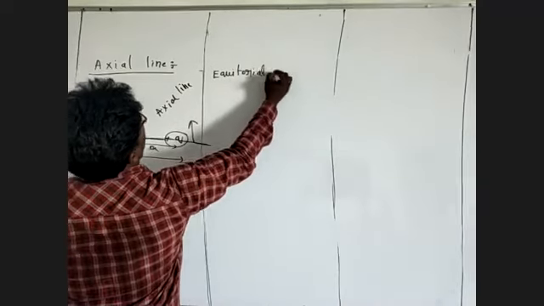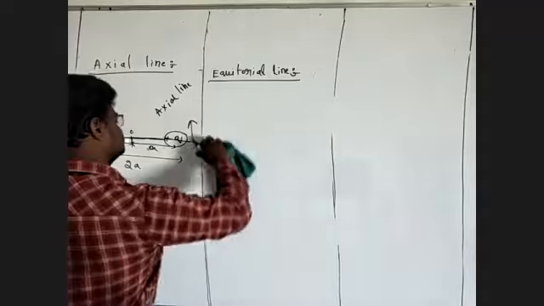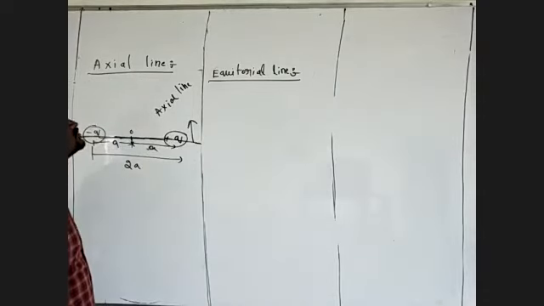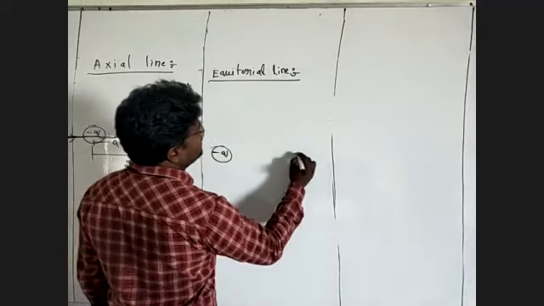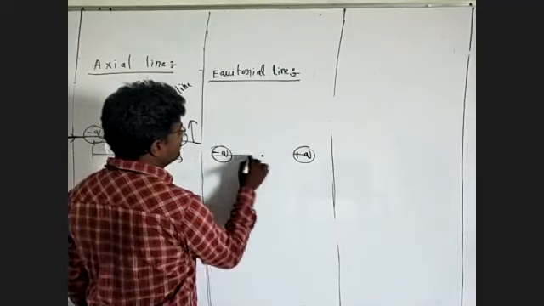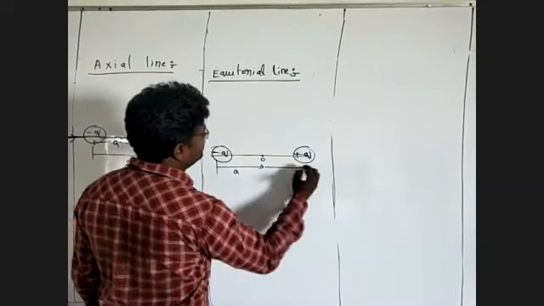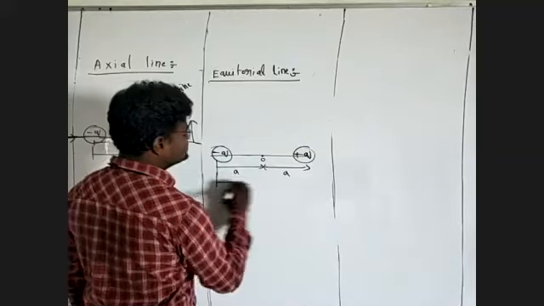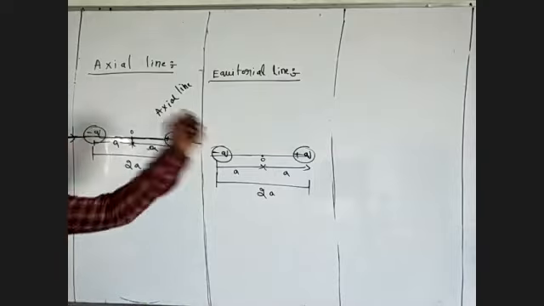Equatorial line. You see that this is a negative charge and this is a positive charge. This is the center of the dipole, O. From here to here is A, and from here to here is A. The distance between the two charges is 2A.